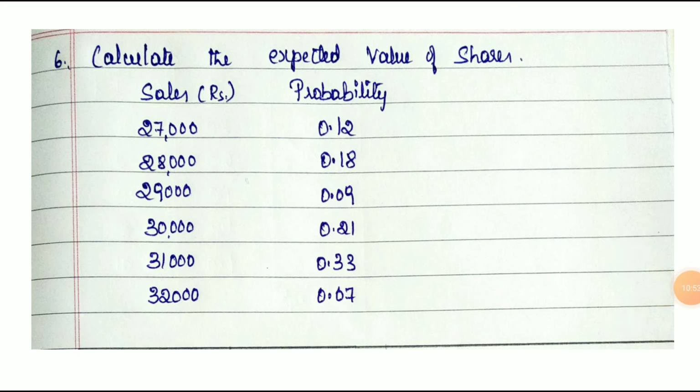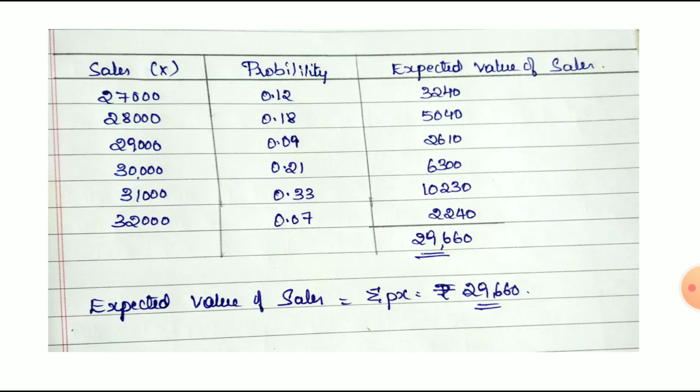The last problem: calculate the expected value of sales, not shares. It is sales. Okay, so sales and probability are given, so we need to calculate expected sales. Sales in rupees are given, so the final answer also we need to write in rupees, not percentage. We just need to multiply the probability with sales, so we'll get expected sales. Let's go for this problem.